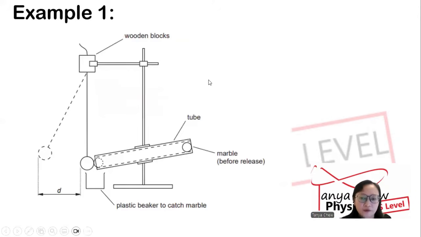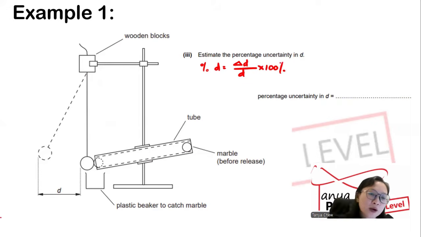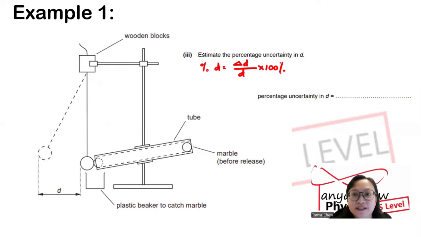I want you to see this. This is a diagram given, and you are asked to estimate the percentage uncertainty in D. So you have to recall the equation of percentage uncertainty. The percentage uncertainty of D is equal to delta D over D times 100%. But what is delta D? Delta D is the absolute uncertainty of D, which is related to the sensitivity of your measuring apparatus. That is what they ask you to estimate.